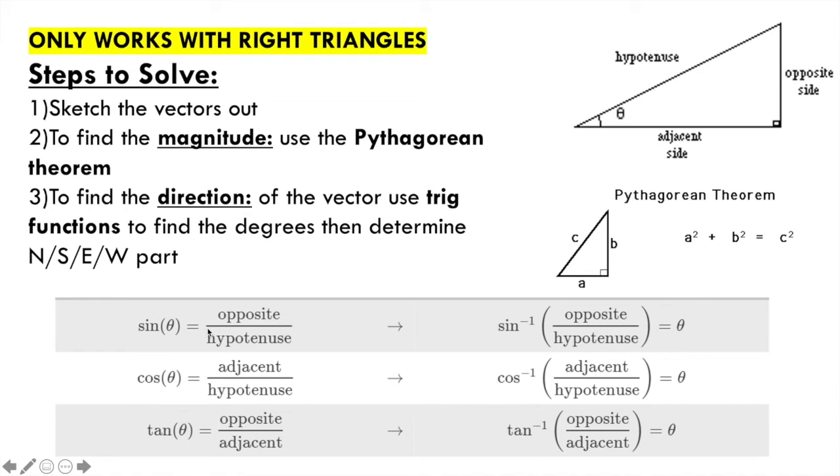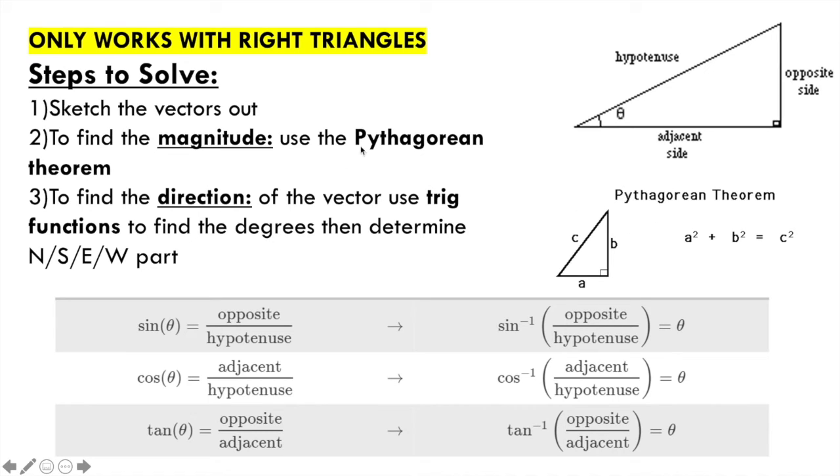Cosine, if I know my adjacent side and my hypotenuse, I could find my angle by using inverse cosine. And if I knew my opposite and adjacent sides of my triangle, then I could use inverse tan. So normally in a calculator, you would type second and then sine to get the inverse function, or second and cosine, second and tan, etc. And then you type this in just as shown, right?